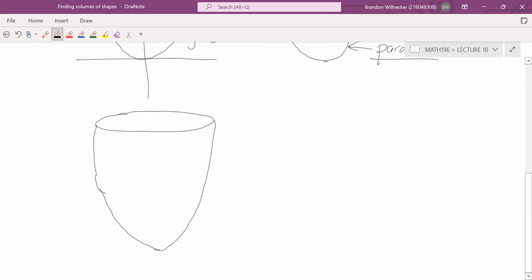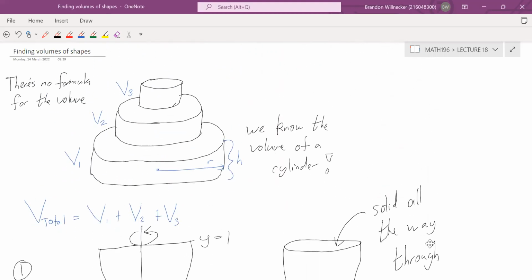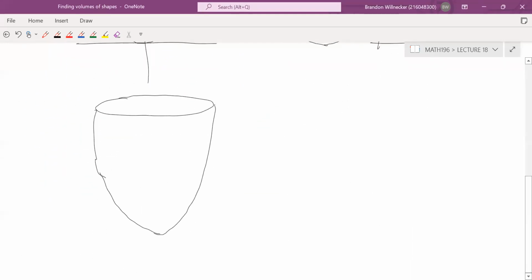Okay, so we've got this cup sort of shape, and the bottom of the cup makes like a parabola shape. We want to find the volume. So if we go back to this wedding cake picture, we see that we've cut it up into lots of layers, where each layer has some radius and it has some height. So we're going to do exactly the same thing to this cup sort of shape.